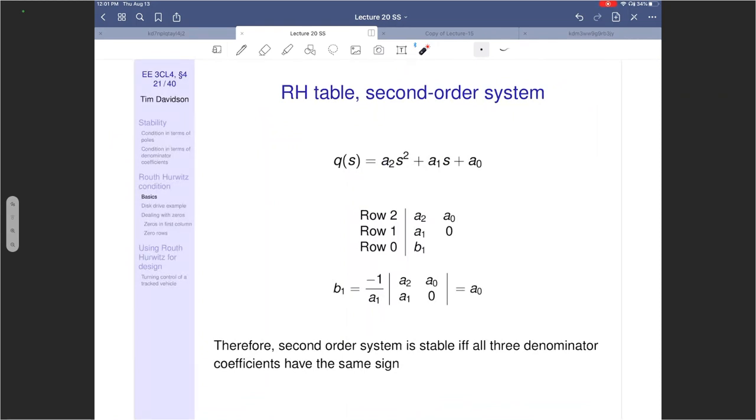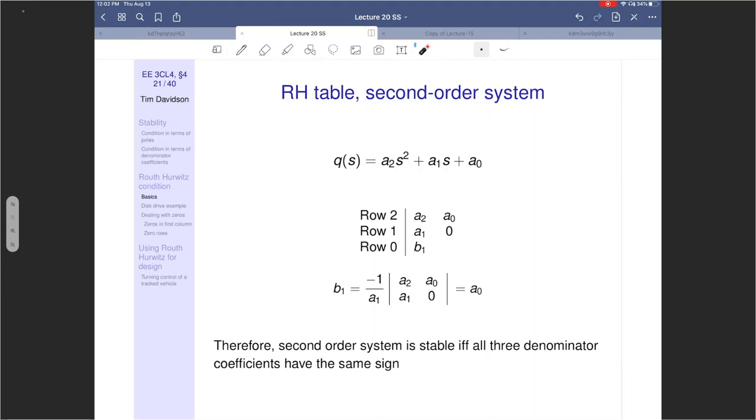The first example is Q of S is a quadratic, A2 s squared plus A1s plus A0. So over here, row 2 is A2, A0. That's it. And row 1 is A1 and 0. There's no coefficient there. So I just need to evaluate B1 in this case, and B1 based on the formula that was given to you comes out to be A0, right?